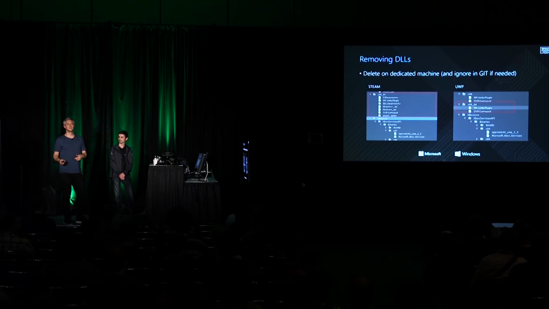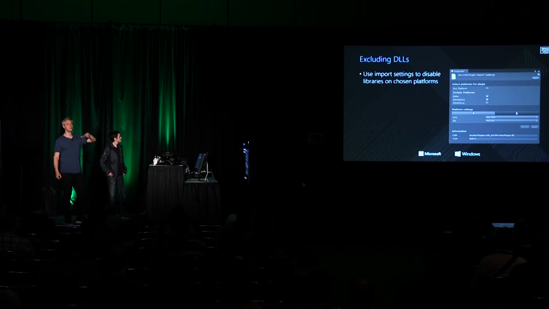So there are 2 ways to do this. The first is not the best way, but that's the way we did it. We had a dedicated machine. We just removed the DLLs and made sure that Git ignored them. The way you should do it, according to Unity, is to use your import settings, just select, I need this, this, and this DLL, and it'll take out any DLL that you don't want in there.